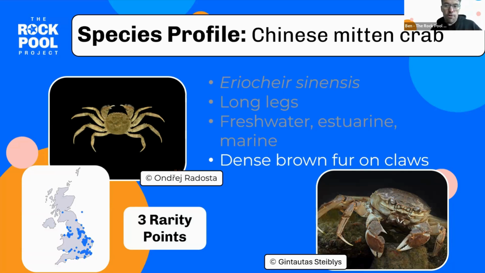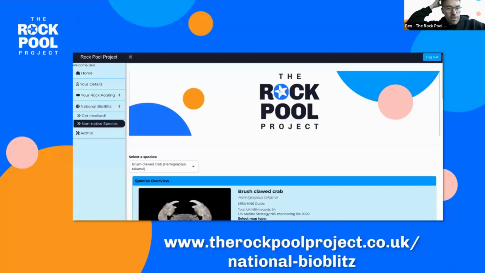So that's it for the species profiles. Just to mention that for these and many other invasive species, we've got information and maps for them on the Big Rockpool Challenge Hub, which hopefully many of you have signed up to. If you haven't, go to the National BioBlitz page, and then you'll be able to do that and get involved in the National BioBlitz. So that's where we're at.